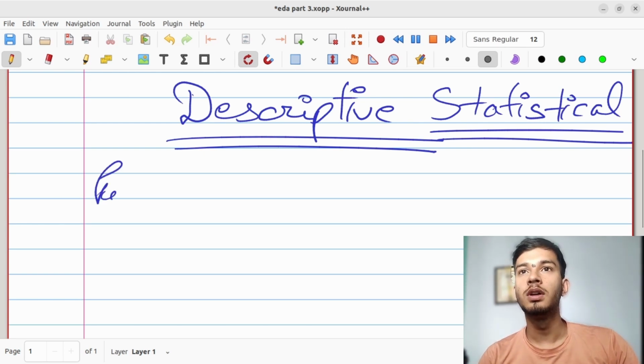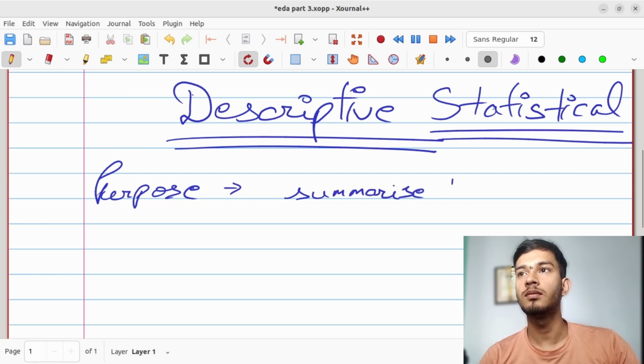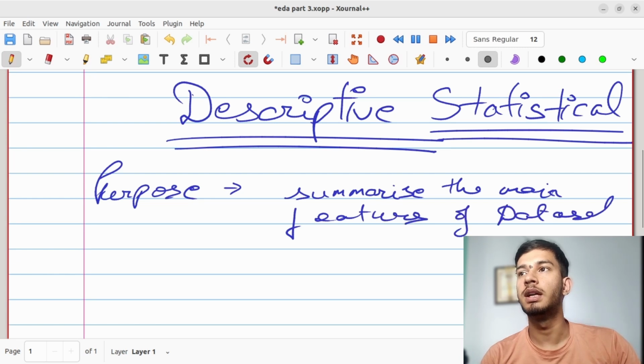So the purpose of using descriptive statistics is to summarize the main features of a dataset, right? So it will help you basically to summarize the main features of the dataset, right? Providing a concise overview of data without diving into detailed analysis.